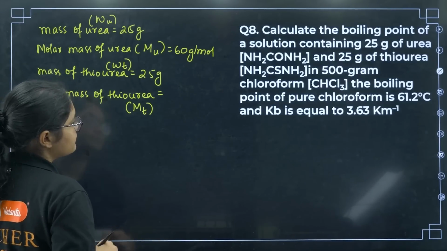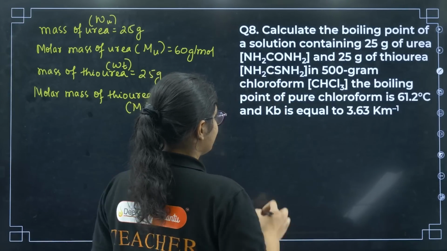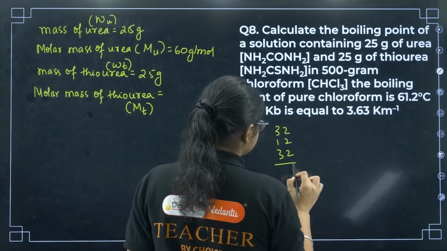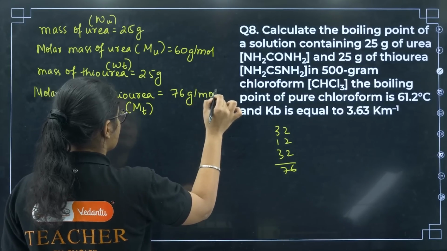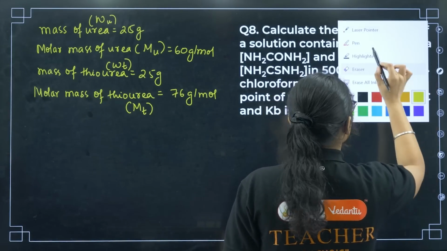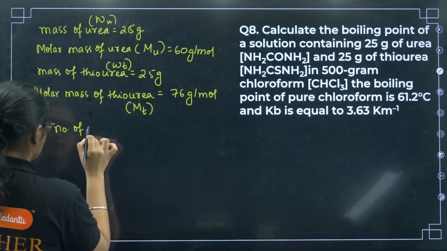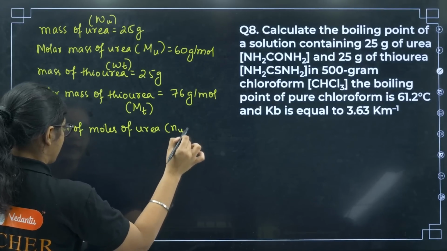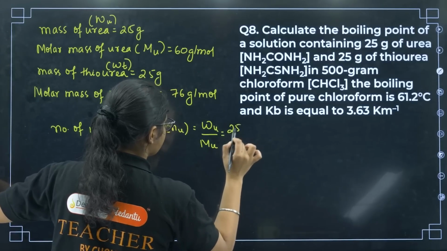Now this will be equal to, if you see, 32 plus 12 plus 32, okay, so I will get 76 gram per mole, right? This is 76 gram per mole. Okay, next I can write number of moles of urea, that I am representing as Nu, and that will be weight of urea by molar mass of urea, so 25 by 60.